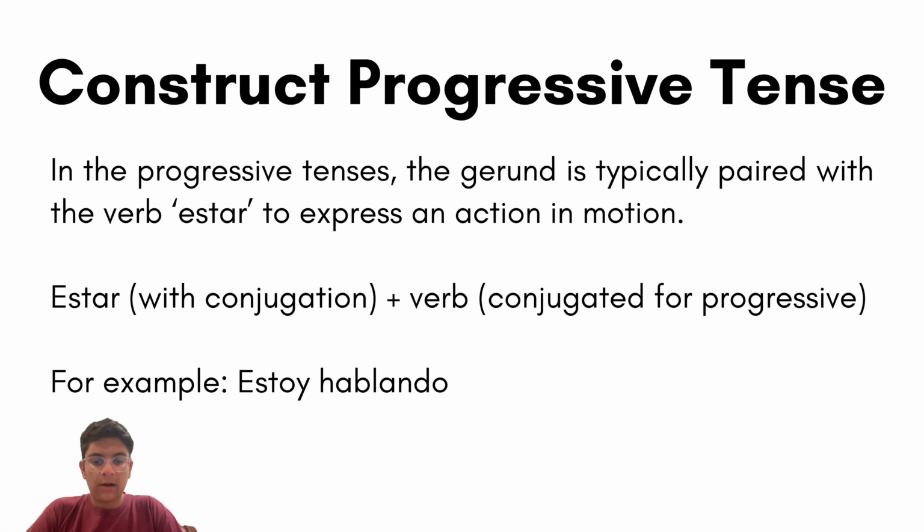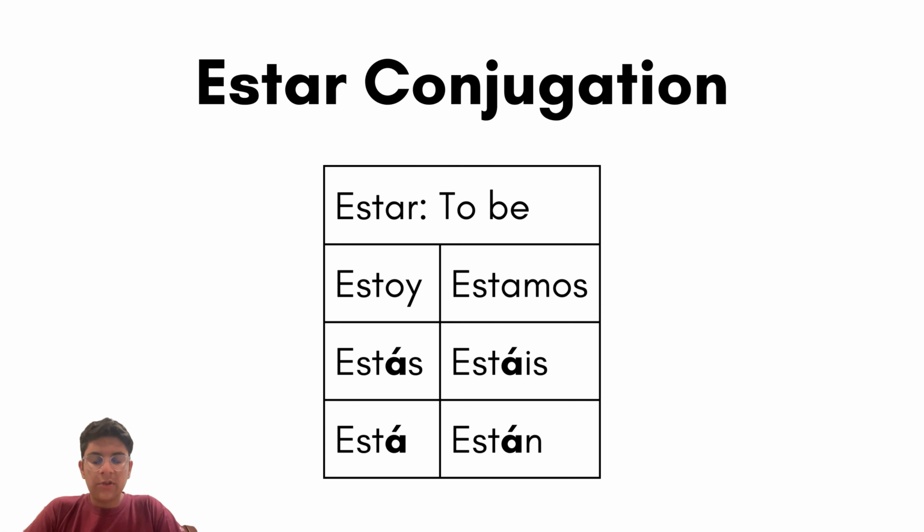Let's get into the estar conjugations first. So the conjugation for estar is as follows. Estoy, estás, está, estamos, estáis, están. Be mindful of the accent marks on the A's in all but the estoy and estamos forms.